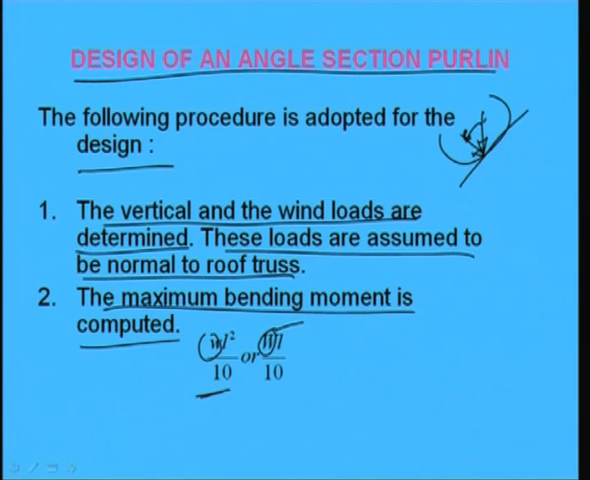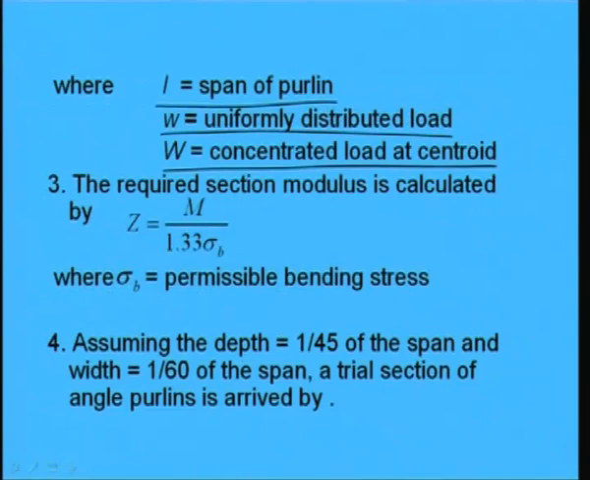The moment we calculate the maximum bending moment, we can find out the required section modulus. The required section modulus will become M by 1.33 sigma b, where sigma b is the permissible bending stress, right. So, when we get the required section modulus on the basis of the maximum bending moment, then we can find out a suitable section. The suitable section can be found from the IS handbook, that is SP6.